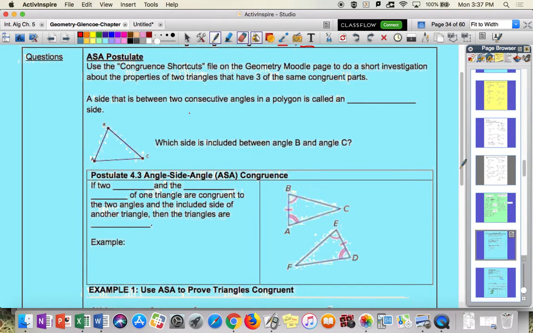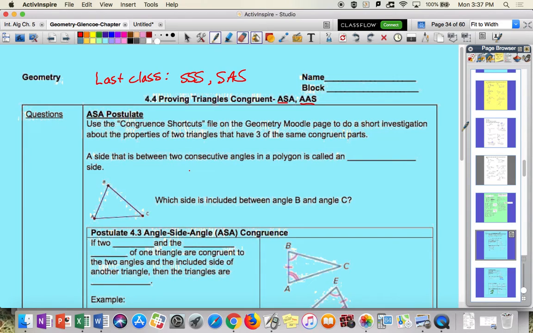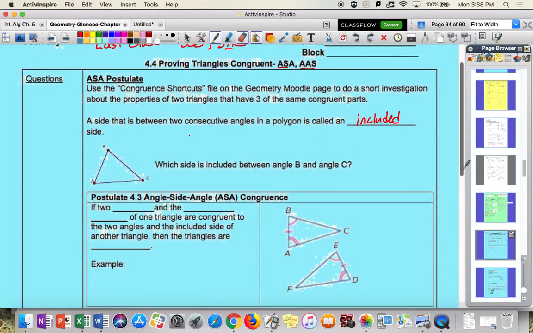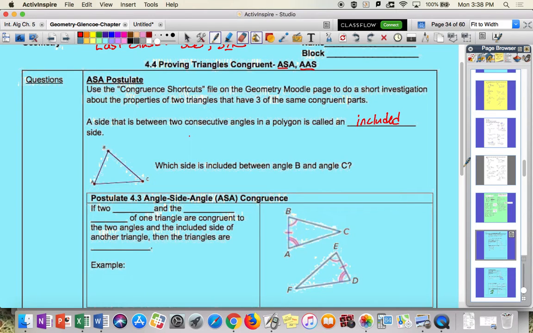So when we talked about an included angle from last class, today we're going to need to talk about an included side as a part of our vocabulary here. A side that is between 2 consecutive angles in a polygon is called an included side. What do we mean by that? Well, just like with the included angle, we have a side in this case that is between angle B and angle C. So what side is between angle B and angle C? Well, that would be side BC. So that would be called the included side.